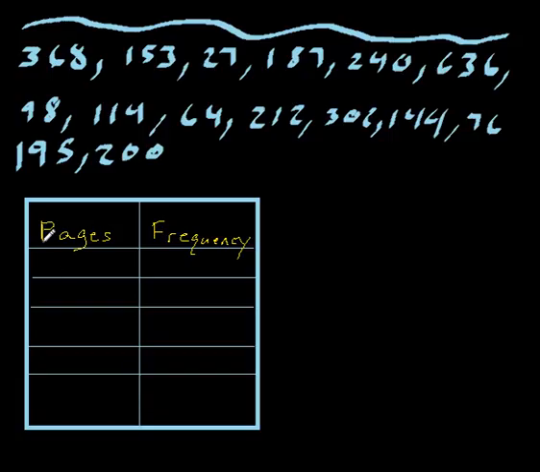So let's break this up into intervals of 100. This first set, I'm going to say, is worth 0 to 99 pages. This will be 100 to 199, 200 to 299, 300 to 399, and I don't have any in the 400 or 500 areas. So I'm going to skip over them and just say this is going to be 600 to 699.